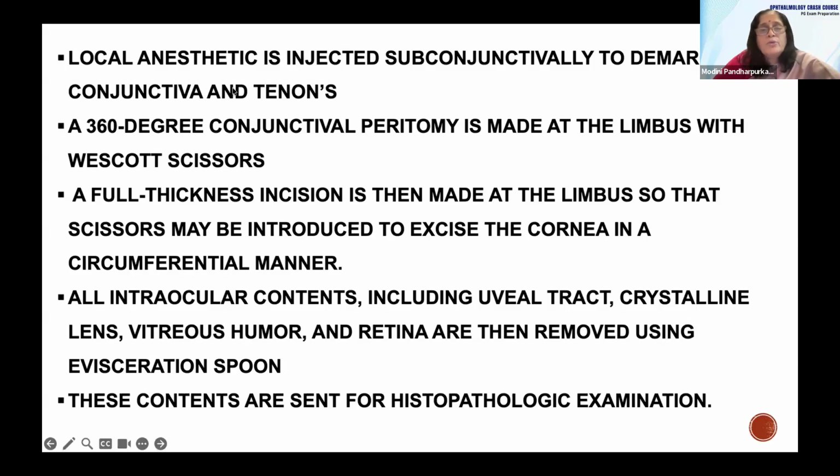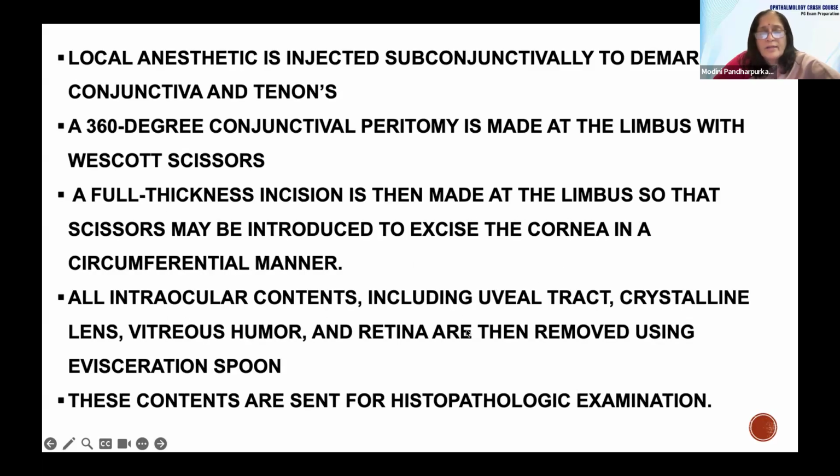For that, you need to preserve as much conjunctiva as you can. So you inject a local anesthetic into the subconjunctival plane to balloon the conjunctiva so that you can take a 360-degree peritomy right at the limbus. Then you make a full incision into the limbus with a knife, then take scissors and excise the cornea.